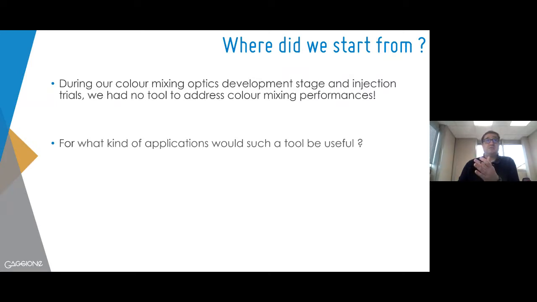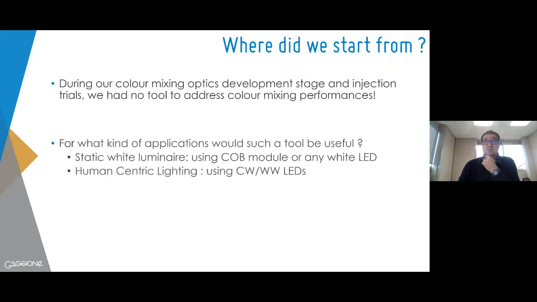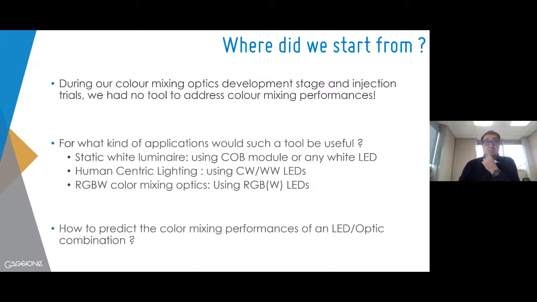For what kind of application could such a tool be useful? Obviously, for any static white luminaire, we know that some LEDs will produce some color defects like color over angle, meaning the color temperature not being consistent among the emitting angles of the LED. So even white luminaires and white-related developments in general can find some interest in being able to address the color consistency of a beam. It's of course very relevant for any human-centric lighting, cold white, warm white, tunable white LEDs, whatever you call that, and of course for any RGBW color mixing optics or applications.